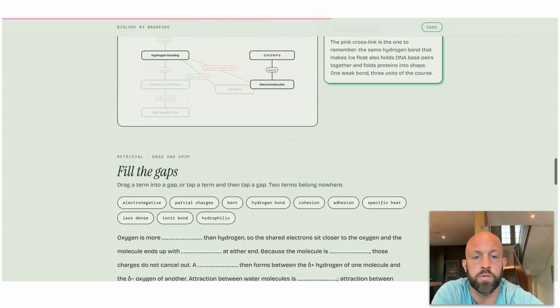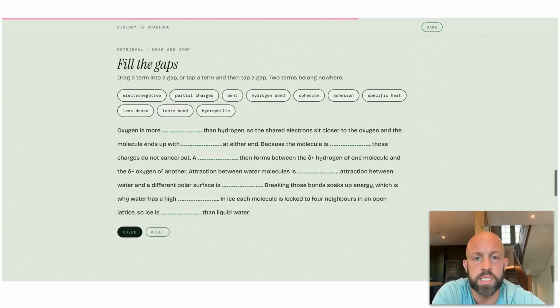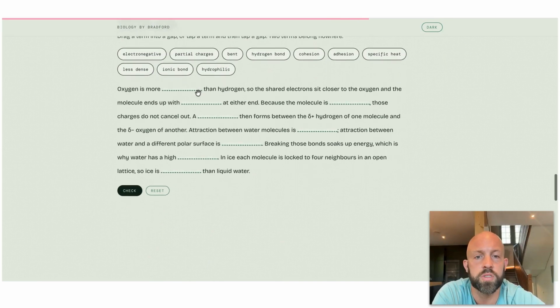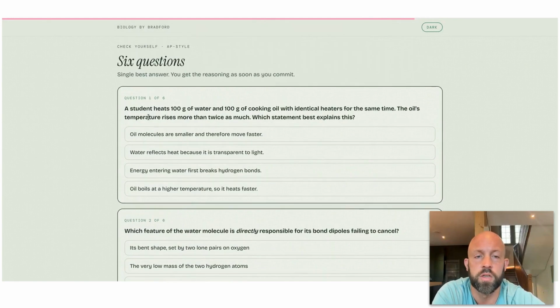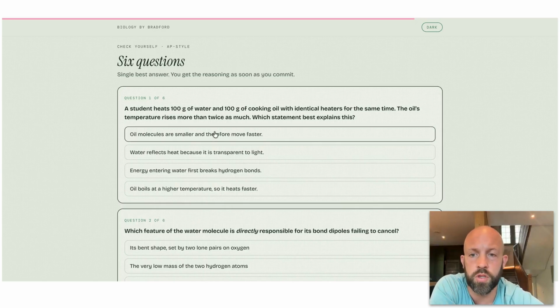So to test yourself at the end of this interactive lesson, there is a fill in the gaps, see how well you've been listening, and some multiple choice questions. So we'll just do one together, and then I'm going to show you a couple of other resources that can help level up your AP game.